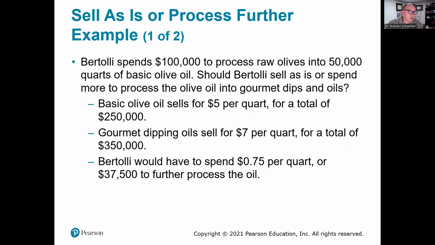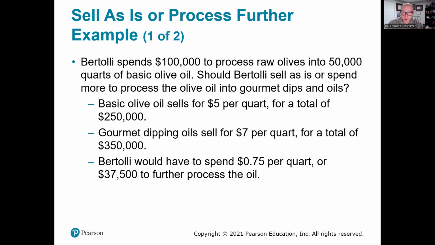Bertolli, this is one of my favorite companies. They make a lot of olive oil. They also make a large variety of pastas. Bertolli very commonly makes olive oil. They spend about $100,000 to process raw olives into 50,000 quarts of basic olive oil. Should the company spend more to process the olive oil into gourmet oils and dips? So we'll process it further into dips, right?